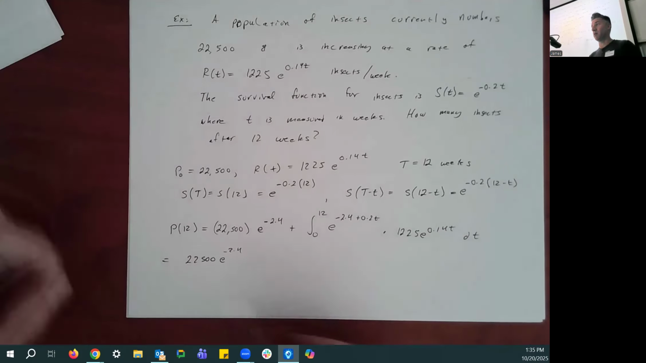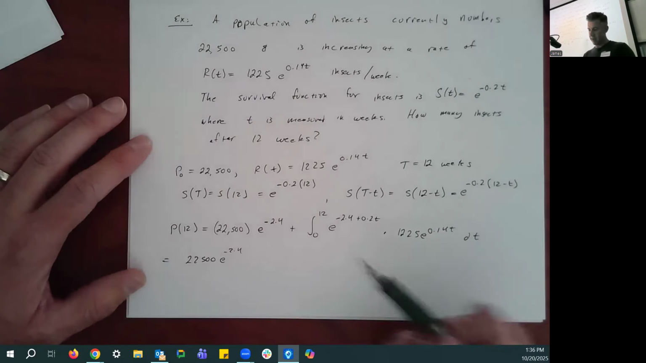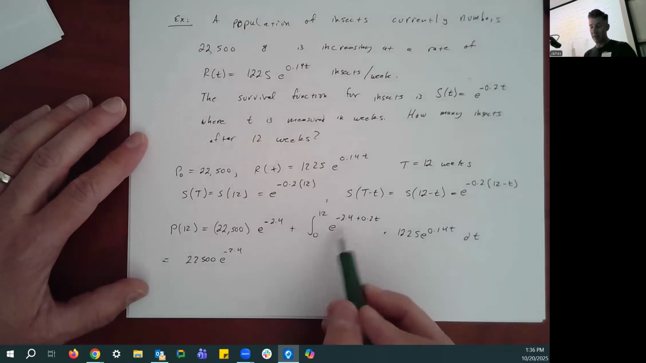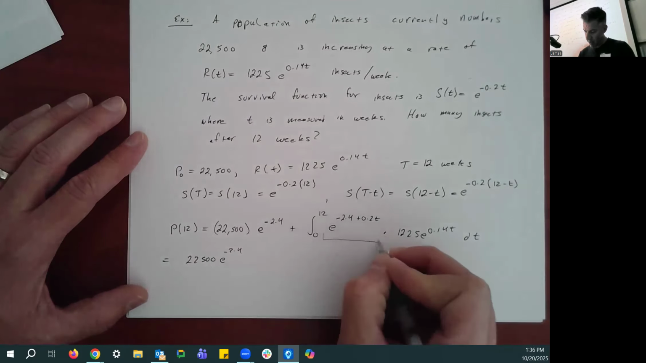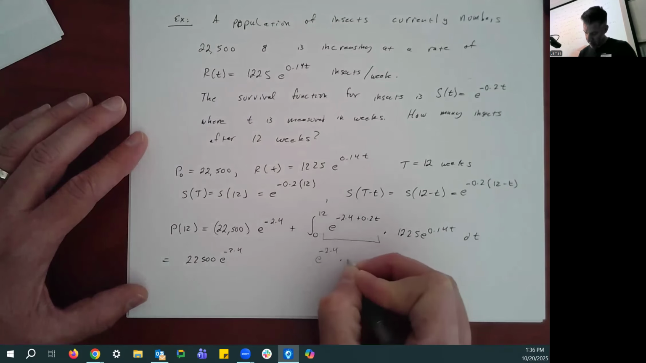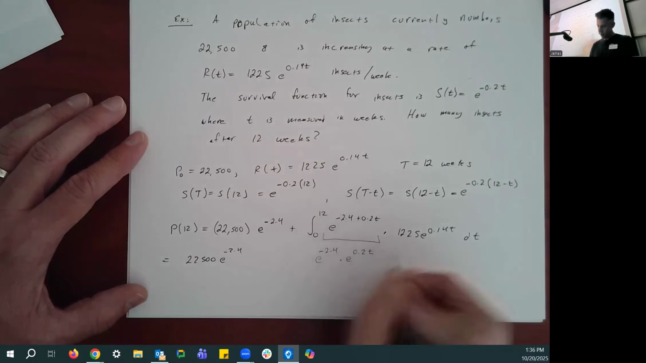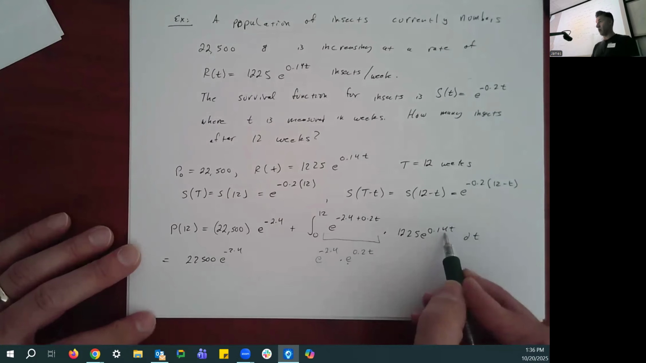we're going to pull out any constants. I'm going to point out that this part right here, this e to the negative 2.4 times e to the negative 2.4 plus 0.2 times t, we should really break this up as e to the negative 2.4 times e to the 0.2 times t. So that we can combine this e to a thing plus times this e to a thing.